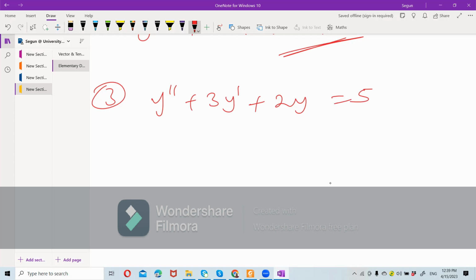Now, what do we call this one, please? Non-homogeneous equation. Now, this is non-homogeneous. Homogeneous is very simple, right? So this one is non-homogeneous, because it's not equal to 0.